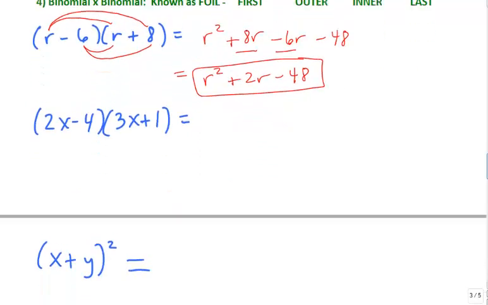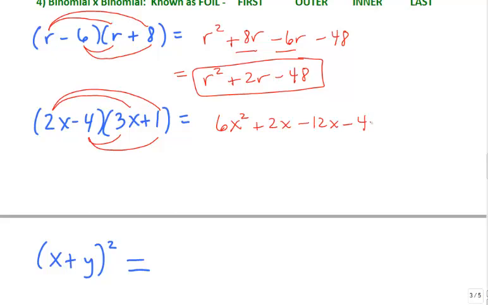Okay, now let's try that again with this next example. So we're going to do first times first. 2x times 3x would be 6x squared. Outer times outer would be 2x times a positive 1, which just stays 2x. Inner times inner would be negative 4 times 3x, or negative 12x. And last times last gives me negative 4 times positive 1, which is negative 4. And then I have like terms here in the middle, so those will combine, and we'll have 6x squared. 2 minus 12 is a negative 10x, and then the minus 4 on the side.